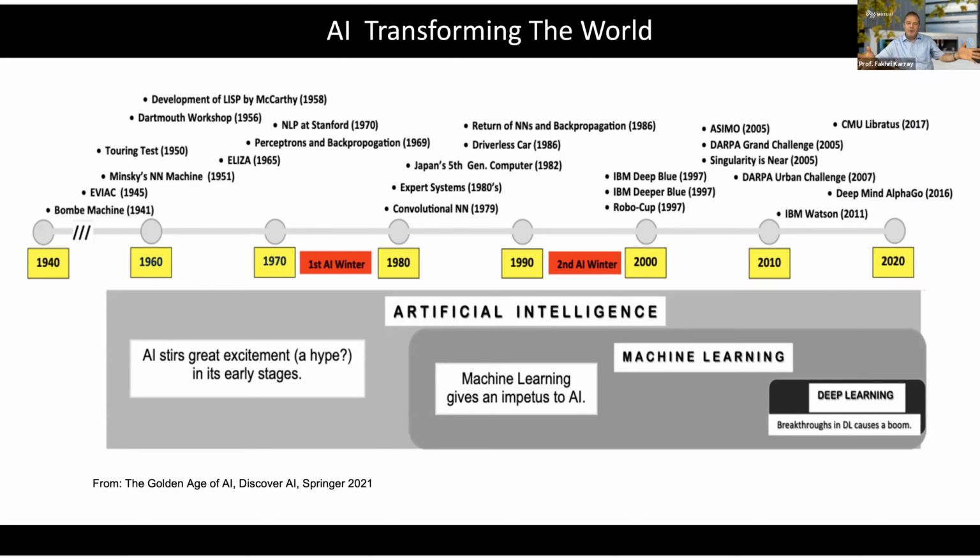A lot of progress was made from 1980 to 1990. During that period, Japan's Fifth Generation Computer System was made, and the first driverless car system was designed in 1986, a very rudimentary type of system. And of course, the backpropagation learning algorithm in 1986.